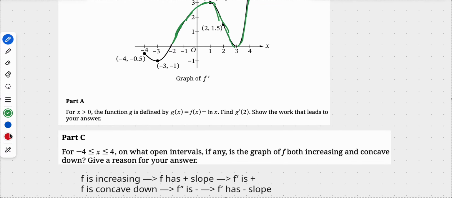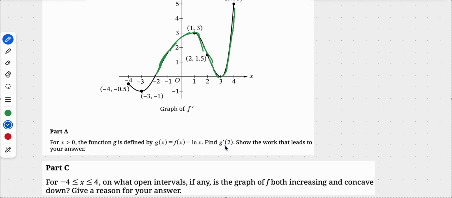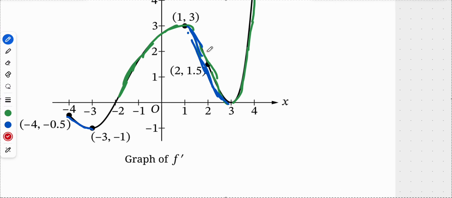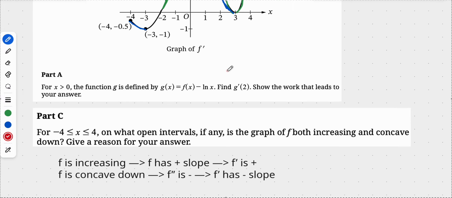Now, f is concave down. That means that f double prime must be negative, and that means that f prime has to have negative slope. So where would this graph have negative slope? Maybe down there, and also down here as well, because it's literally going down, it's decreasing, in those spots. So is there anywhere where it's both? Is there anywhere where you see both blue and green? Yep, right there. So that would be from 1 to 3.